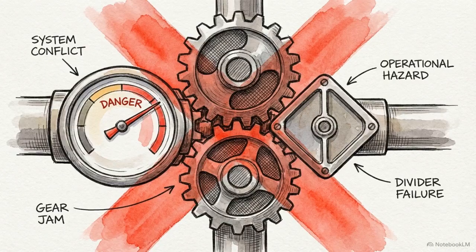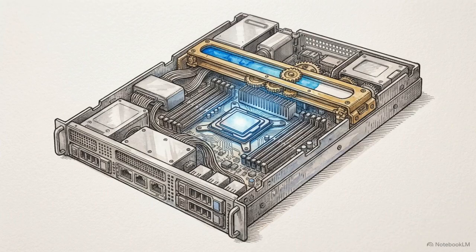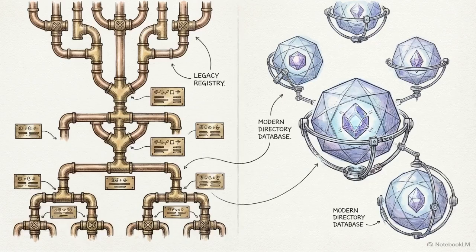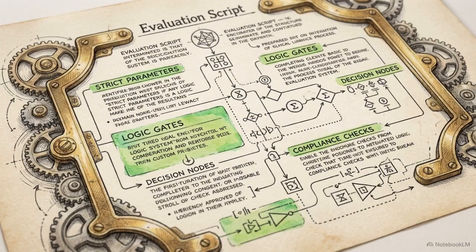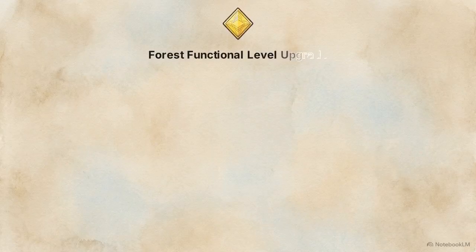This shift creates a core operational hazard during migration. When an environment is upgraded to Windows Server 2003, the system has to decide what to do with the old Windows 2000 registry settings still sitting on the local servers. The act of raising the forest functional level, a setting that activates domain-wide features once all controllers run a specific OS version, triggers a strict evaluation script to begin. This logical flowchart shows the precise decision matrix the operating system executes during a functional level upgrade.